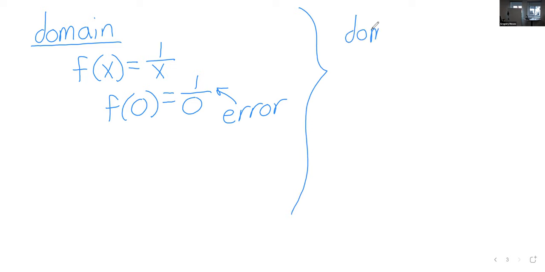We're speaking slightly informally here, but that's okay, I think. The domain of a function will be all of the real numbers. You can do calculus on the complex numbers, but we're not going to touch those at all in this class. So the domain is all the real numbers.